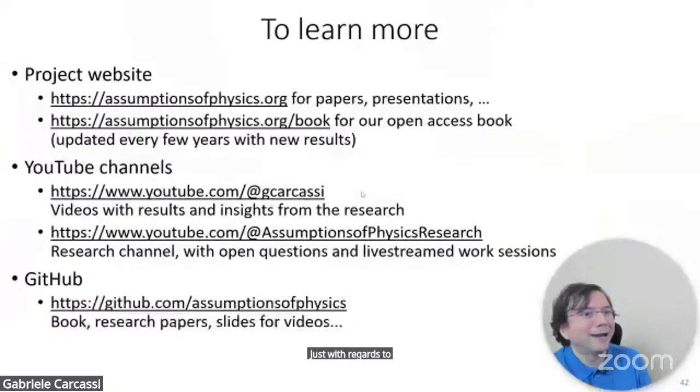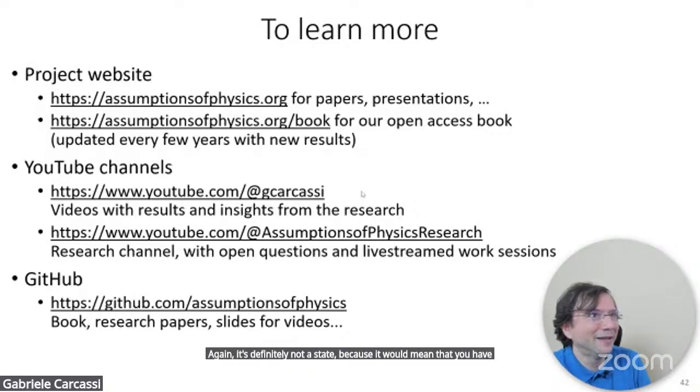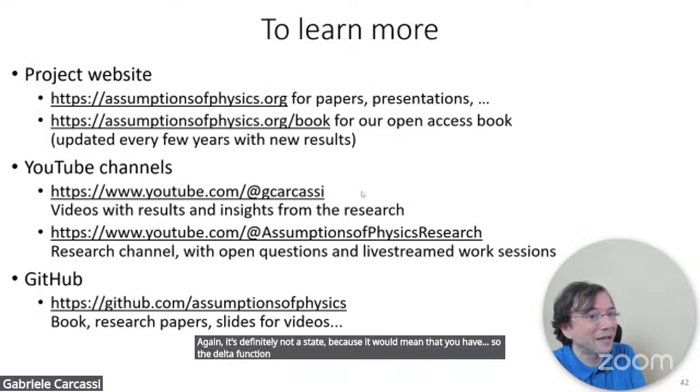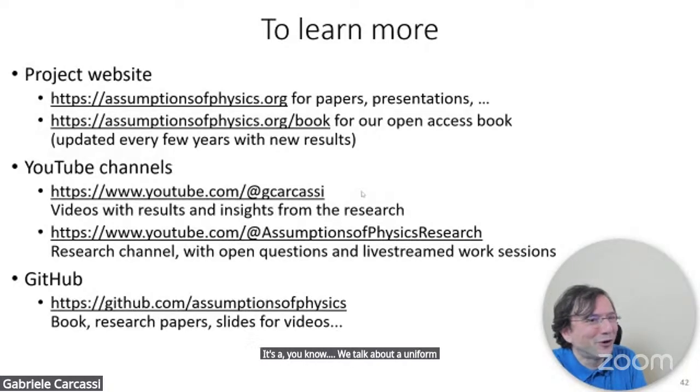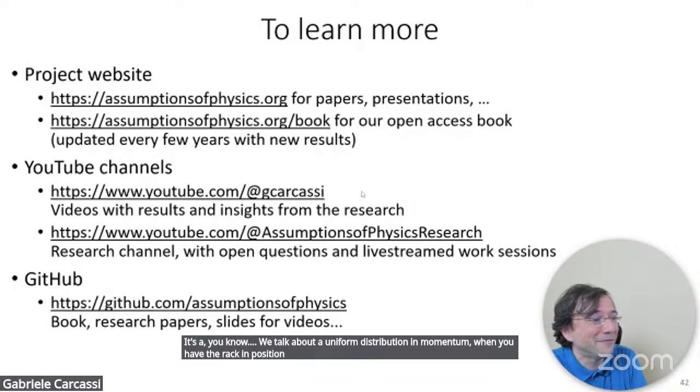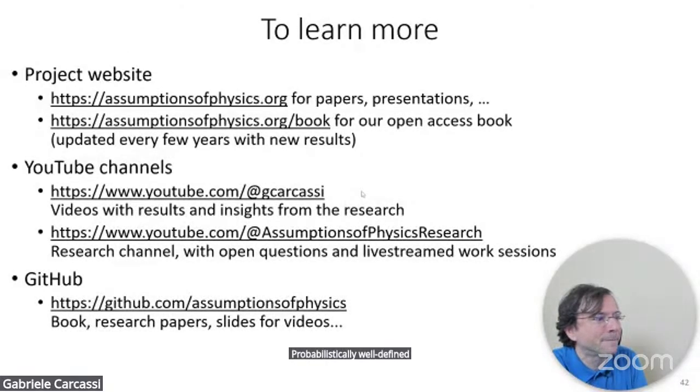Let me go, since it's a little bit more related, to a question in the chat from Luther. Is the Dirac delta function not a physical object? Again, it's definitely not a state. The delta function in quantum mechanics is very problematic, because we talk about a uniform distribution in momentum when you have a Dirac delta in position, as if that's something that is probabilistically well defined, and it's not.